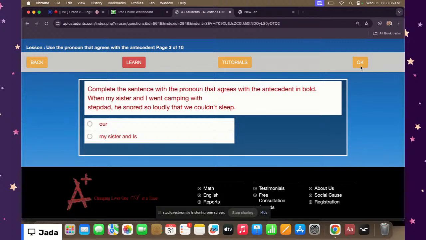When my sister and I went camping with our stepdad, he snored so loudly that we couldn't sleep. My sister and I, it's already plural, so you need to have a plural pronoun. So our stepdad.